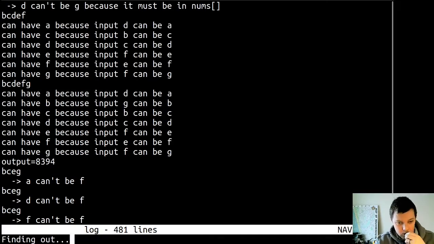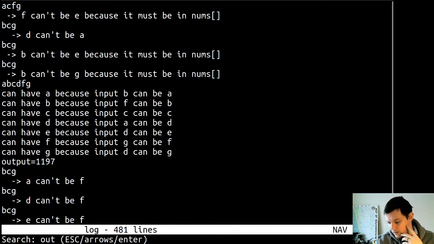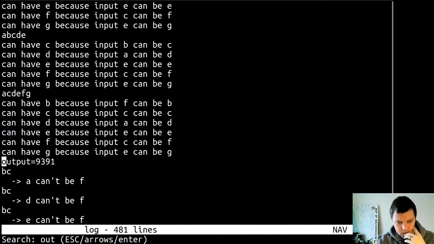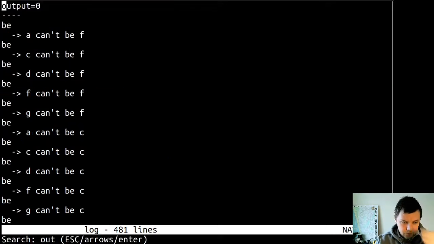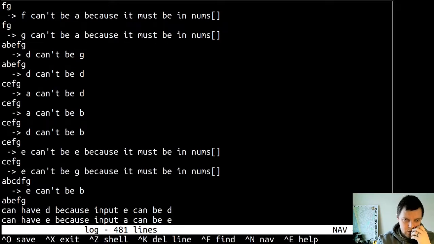8394 correct. 9781 correct. 1197 correct. 9391. It's now getting that one correct. Oh no, it's not. That's 9361. We're still not getting that one correct. Oh, that's disappointing. We're still getting stuck on the same case we were getting stuck on before.